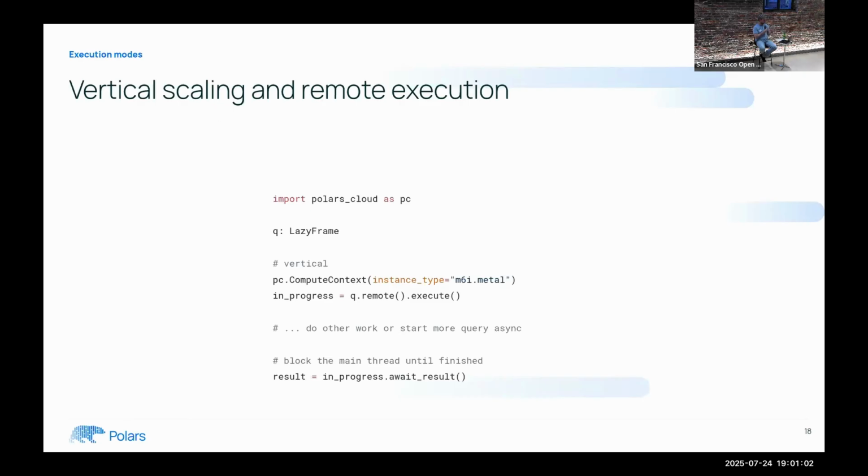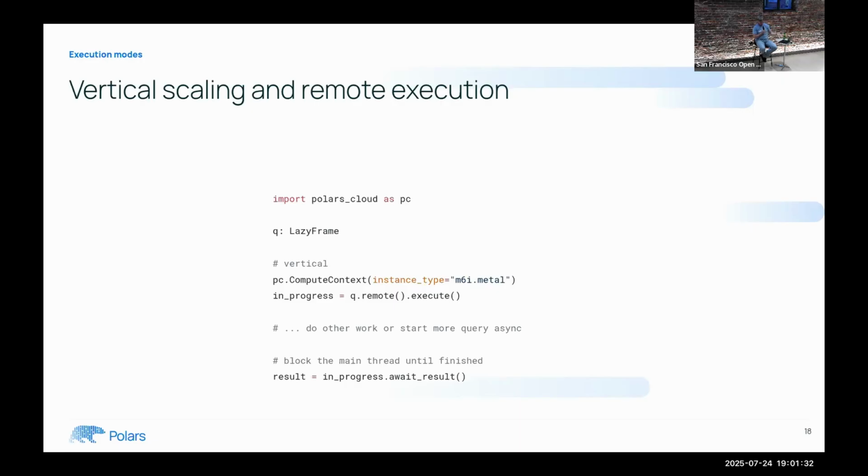And in code, it would look like this. So let's say I have a query as a lazy frame. A lazy frame is the computation DAG of the query I want to execute. You can run that query locally, but let's say this query now takes a lot of data from S3, I cannot run that on my machine. Then I can say, for vertical scaling, give me a large box.